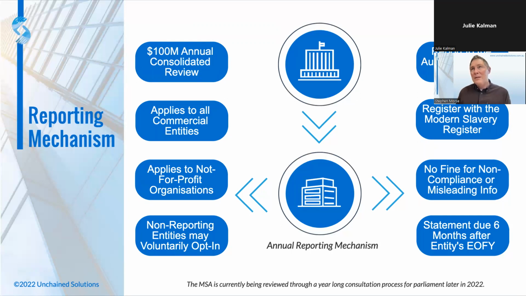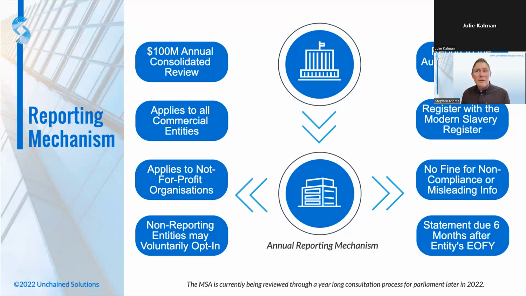Non-reporting entities may opt in, and entities need to report to the Australian Border Force, and you can go check out their website. There's a register called the Modern Slavery Register, and you can actually go and see for yourself and read all the reports. Over 4,000 reports are now registered there, and you can see for yourself what companies are actually doing, both in the previous financial year and the first financial year. So many companies are now up to their third modern slavery statement.